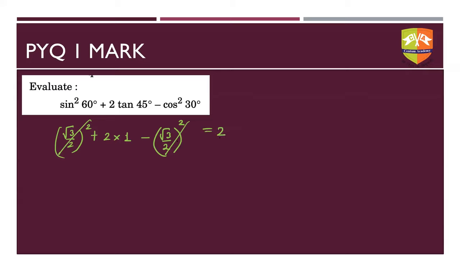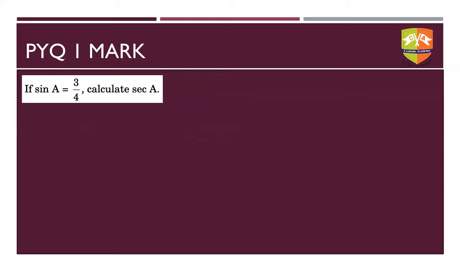So these are like freebies. 1 mark questions are freebies, bonus. Chaliye, do this. Sine A is 3/4, calculate secant A. Here you can adopt both methodologies. Either you can go for a triangle mechanism where you draw a triangle and do base, perpendicular, hypotenuse, or you can use identities. So there are two ways. Method one is to draw the triangle. Draw it and get a free mark. ABC, draw the triangle quickly.